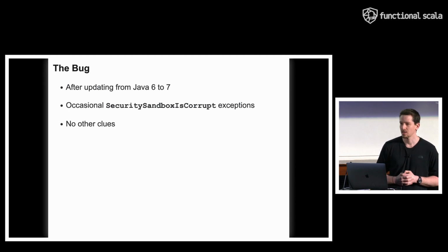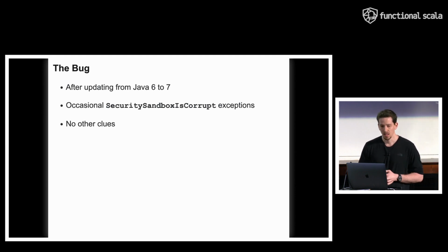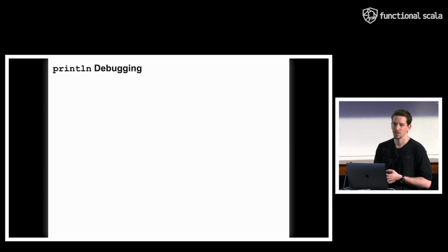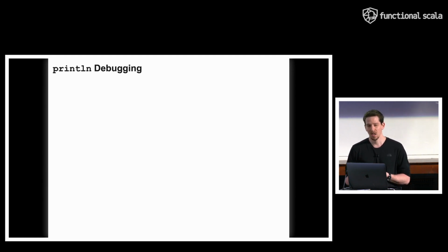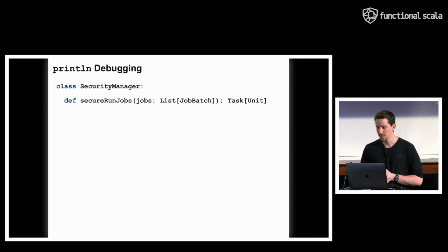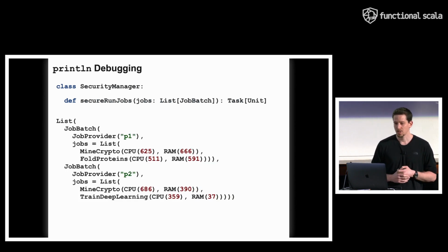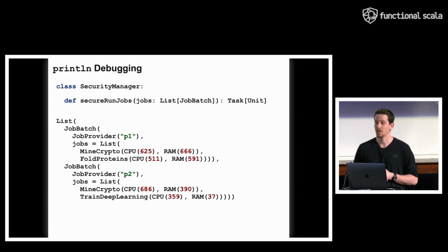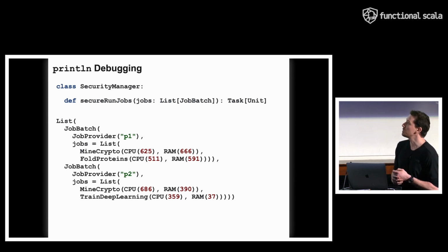So we scratch our head and try to think about this. The first line of defense always for experienced programmers is printline debugging. So we start with that, and we look at the code that's responsible for the error. This is the signature. We have this batch of batches that we're getting into our security manager, and we're doing some side effects. So we start by printing out some outputs and see what corrupts our sandbox. This is an example input to our ranker that corrupted the sandbox.